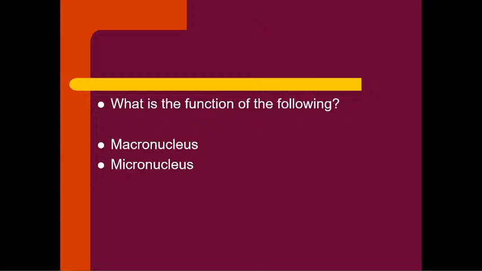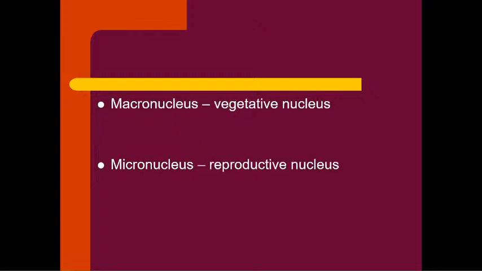Okay? Now, the function of the both are different, of course. The macronucleus is more for the vegetative, or the cystic form of this one, the protective form of the nucleus, while the micronucleus is more or less the reproductive version of this one. This is where binary fission of this particular organism occurs. It's the starting point, or point zero, of the binary fission. Okay?